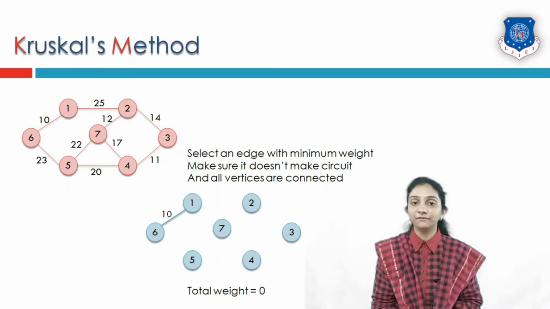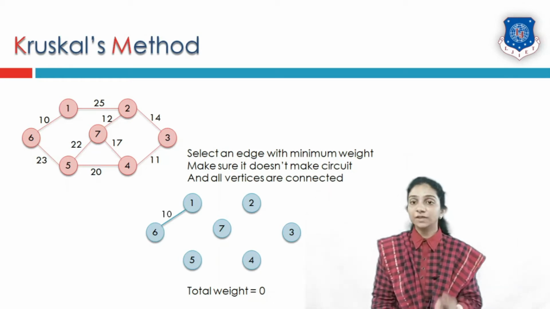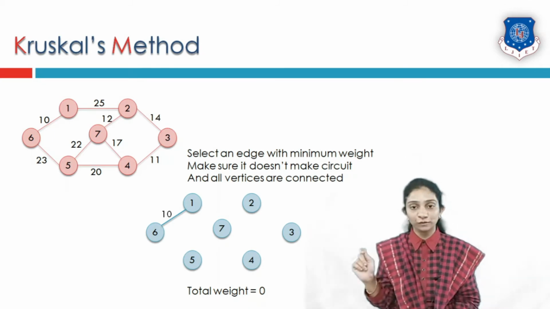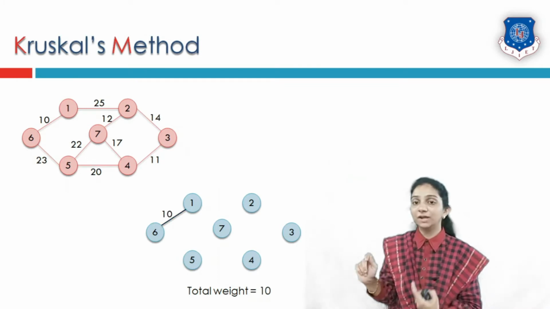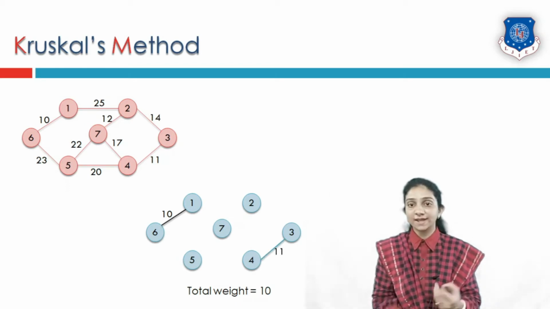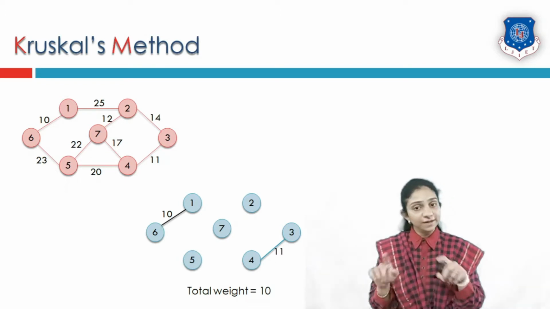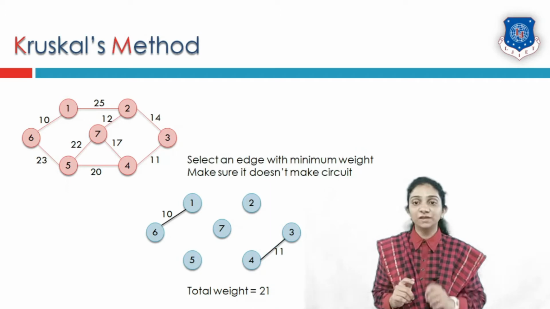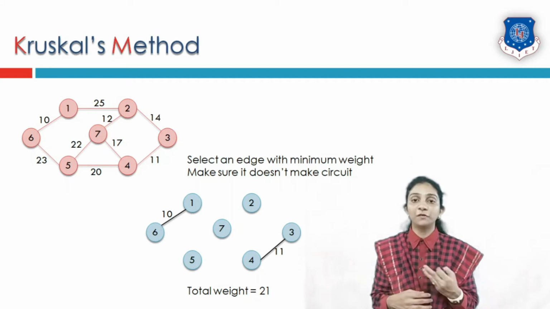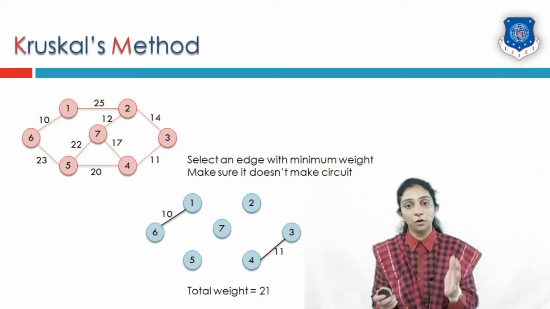So let us select the very first least weighted edge, which is the edge with weight 10. Now this edge is the very first edge, so there is no question of making a closed loop. We will keep this edge and update the total weight as 10. We will select another edge with weight 11. Adding this edge to the result doesn't make a closed loop, so we will keep this edge and update the total weight. We will keep on performing this step until we have checked every edge of the graph.